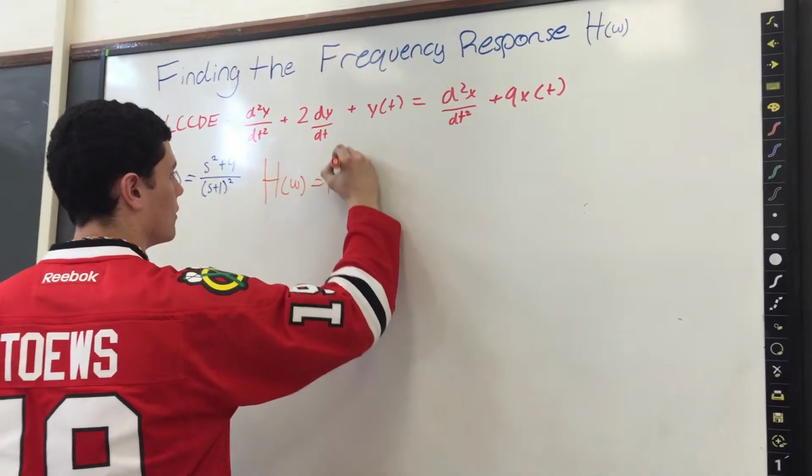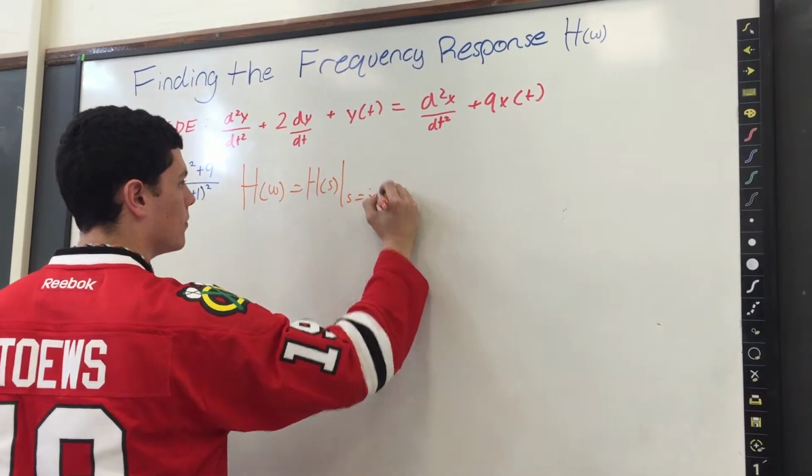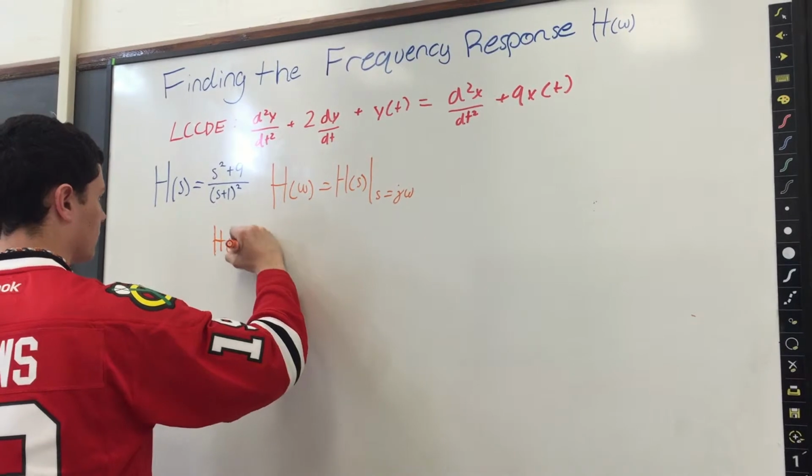The frequency response can be found from the transfer function by evaluating s at j omega every time there is an s in the transfer function.